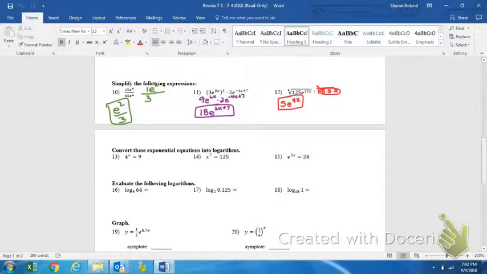Okay, let's go to convert these exponential equations into logarithms. You have to remember that the whole purpose of logarithms is to solve when the variable is an exponent. So if I write log down, what it's going to equal is the exponent, which is an x. The base of the exponent is the base of the log, and that number 9 fills in the empty spot.